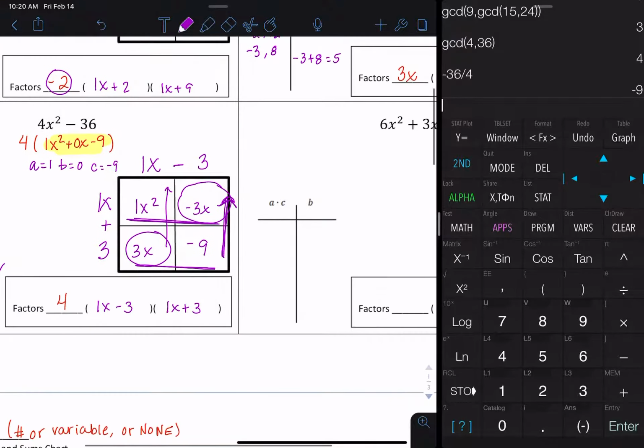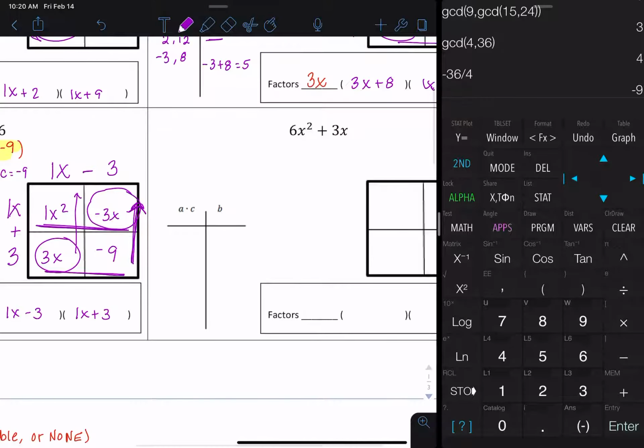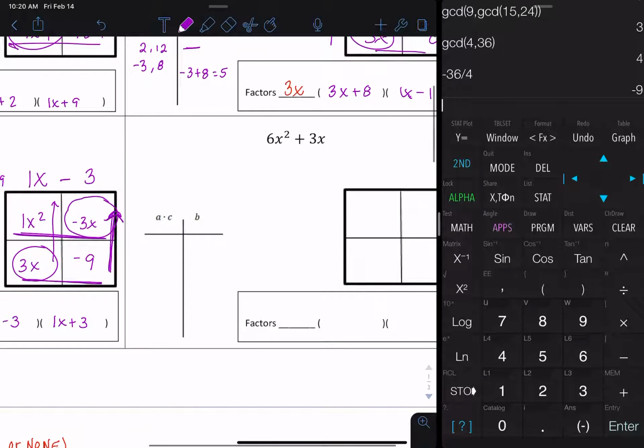All right, last one. 6x squared plus 3x. So first, we need to find the GCD. So GCD of 6 and 3. GCD of 6 and 3 is 3. But the other thing I notice is that both of these also have an x. So I'm also taking out an x. Then I'm going to write the leftovers. 6 divided by 3 is 2. I started with x squared, but I took one out, so I have x. 3 divided by 3 is 1. I had an x, but I took it out, so that's all I have. So right now, all I have is 2x plus 1.